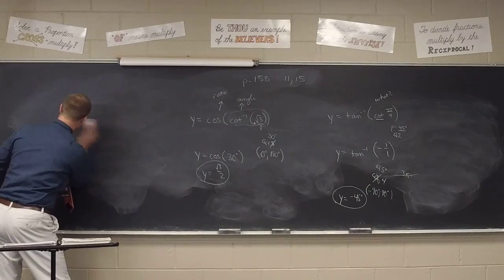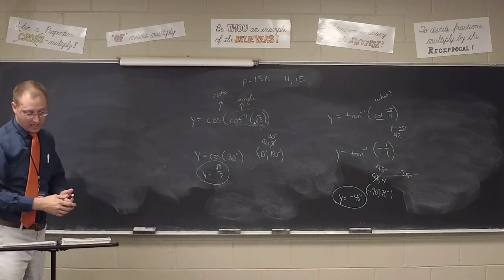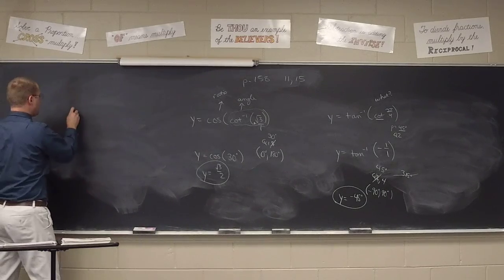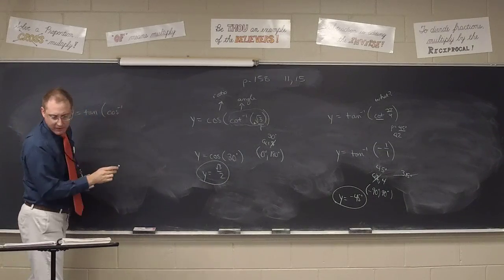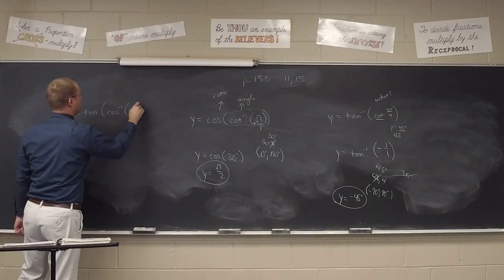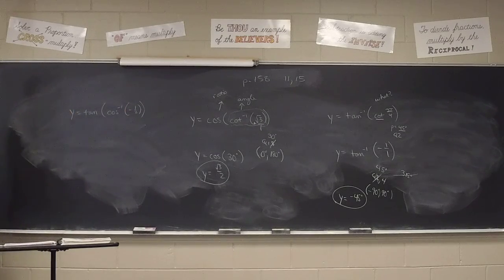All right. Let's take a look at number 27. The last one you had for homework was y is equal to the tangent of the arc cosine of, is that a negative half or half? Negative half. All right. I'm going to start with what question, Ethan?